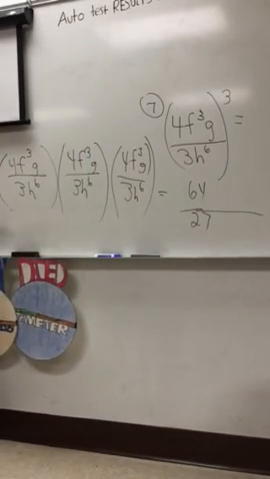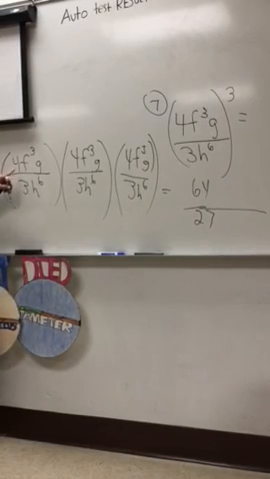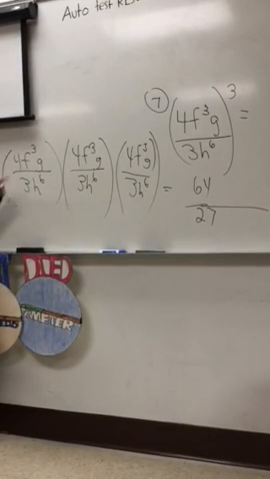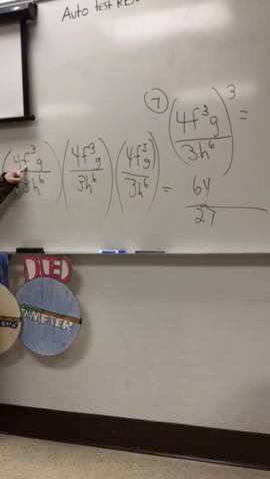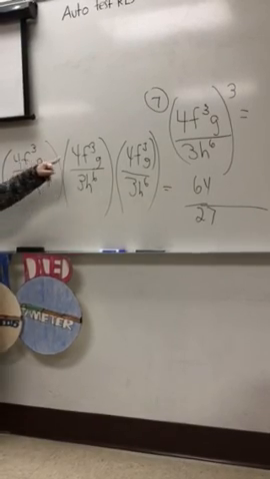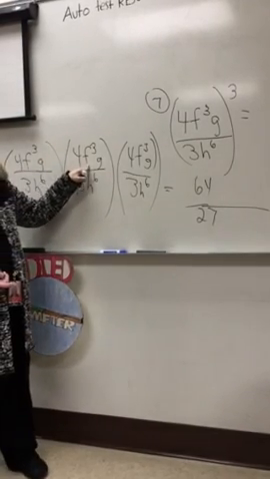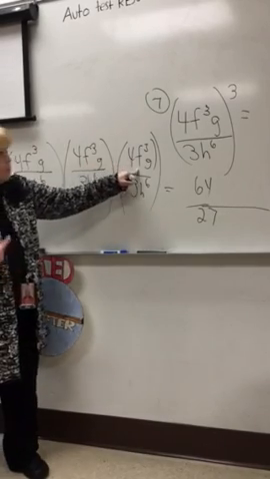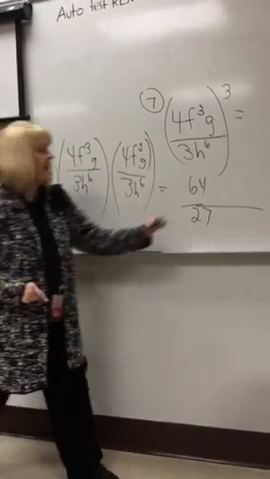And then, you've got how many total F's on the top? This really means F times F times F. There's 3. There's 3 more. That's how many? 6. And there's 3 more. That's 9 F's.